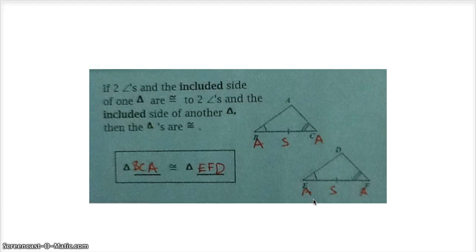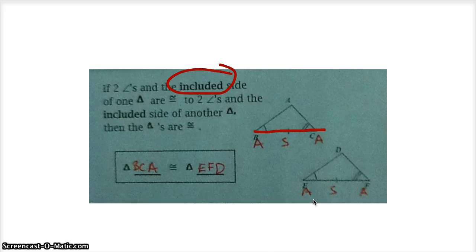Okay, this one reads, if two angles and an included side of one triangle are congruent to two angles and the included side of another triangle, then the triangles are congruent. So this one's angle, side, angle. Notice it says included this time. So the included side is in between the two angles. Okay, it's in between the two angles.